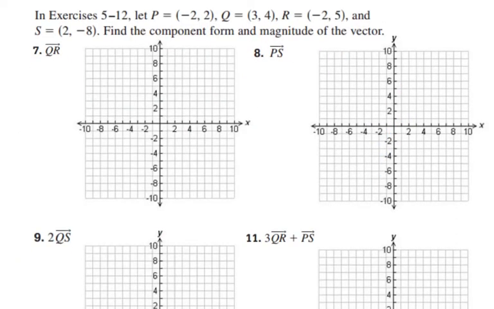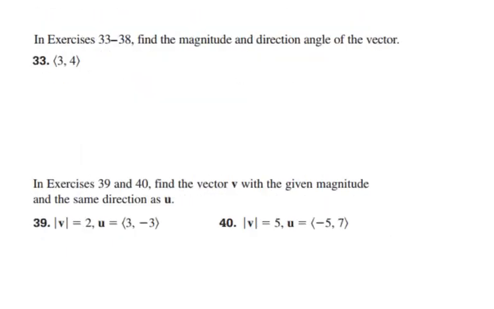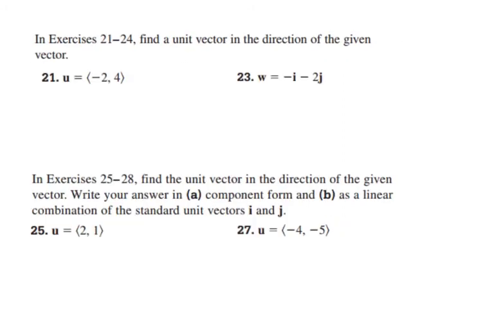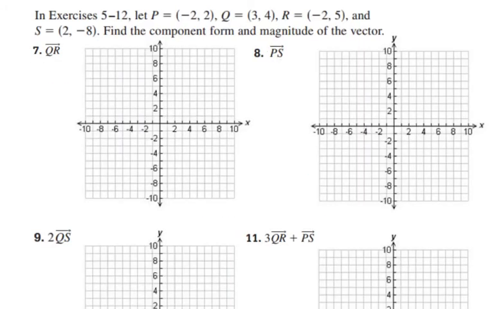Alright, the next one, let P and Q and R and S be this, and we're going to find the component form and the magnitude of the vector. So again, component form, looking at our directions, tells us that we can do this head minus tail idea where we subtract the x's and then subtract the y's, and that becomes our component form. And then the magnitude, of course, would be to take those component pieces and square them, and square root, as I was just doing in the previous problem.